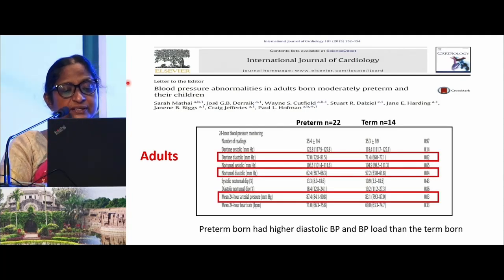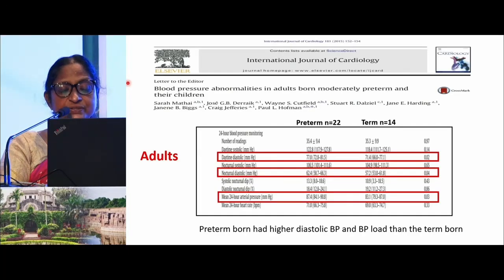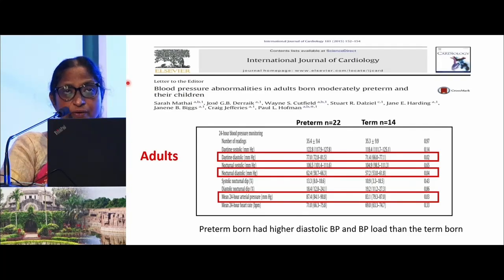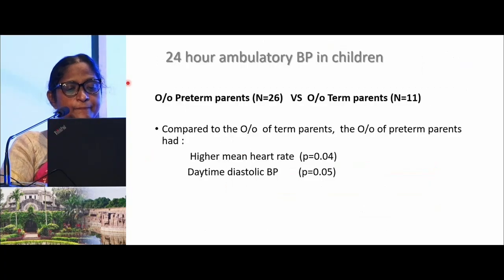So we notice here that those born preterm, the adults born preterm, had increased daytime and nocturnal diastolic blood pressure. They also had a higher mean 24-hour arterial pressure. And they also had an increased BP load. The blood pressure load is the number of times the blood pressure exceeds the recommended threshold. And they had a significantly higher BP load as compared to those born at term.